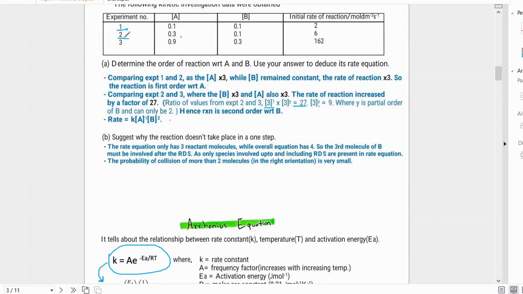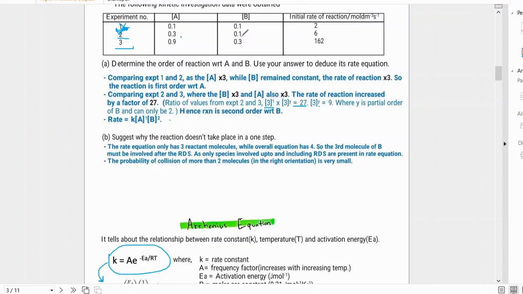Comparing experiments 2 and 3. The concentration of A increased by a factor of 3, the concentration of B increased by a factor of 3, and the rate of reaction increased by a factor of 27. So the factor by which the concentration of A was increased is 3, raised to the power of 1 because its order is 1.